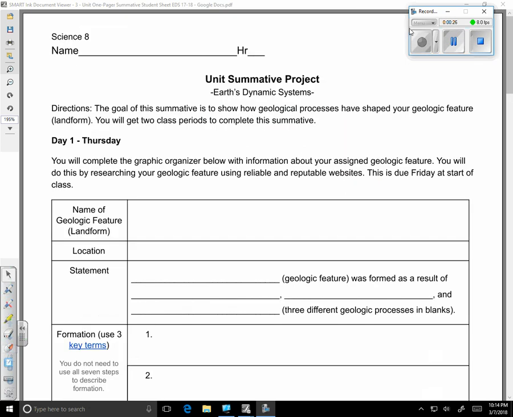The second thing that you will need to have is a graphic organizer. It looks like this. The name of this graphic organizer is called Unit Summative Project on Earth's Dynamic Systems. Please put your name at the top of the page along with the hour that you have science.